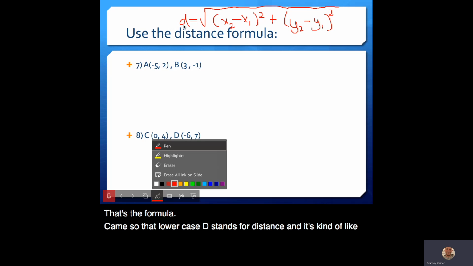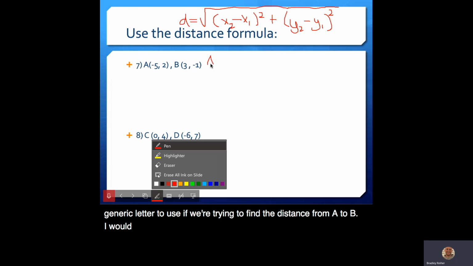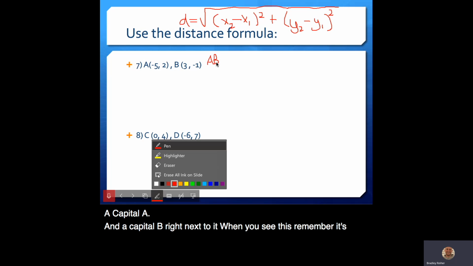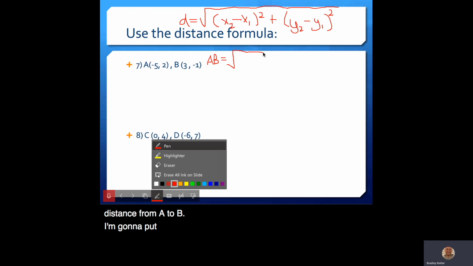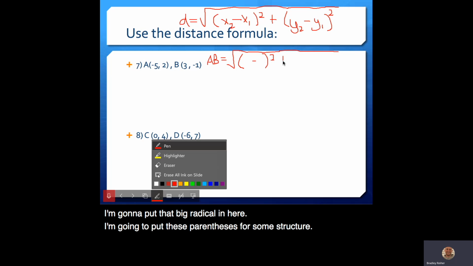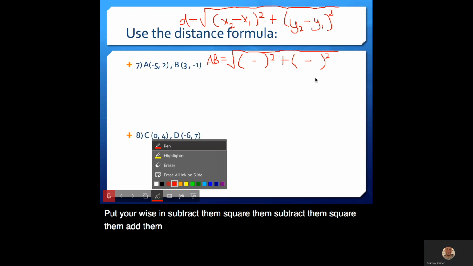Okay, so that lowercase d stands for distance. And it's kind of like a generic letter to use. If we're trying to find the distance from A to B, I would much rather use a capital A and a capital B right next to it. When you see this, remember it's red, distance from A to B. We're going to put that big radical in here. I'm going to put these parentheses in for some structure with my squared. I got a plus sign here. Put your x's in, put your y's in, subtract them, square them, subtract them, square them, add them, take the square root. That's the idea.